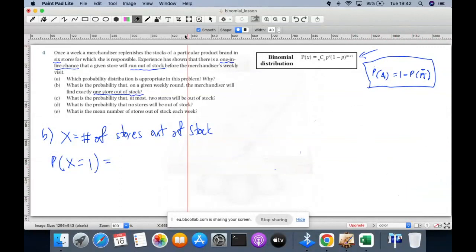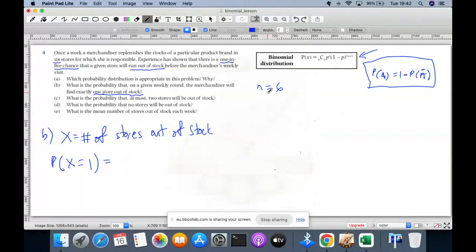Okay, so if we read the text, and this is why I underlined certain parts in that text, because that will tell us what the symbols are. So, like I said, there are 6 stores, and that's your n. Your n is the number of experiments or trials. So your n is 6.